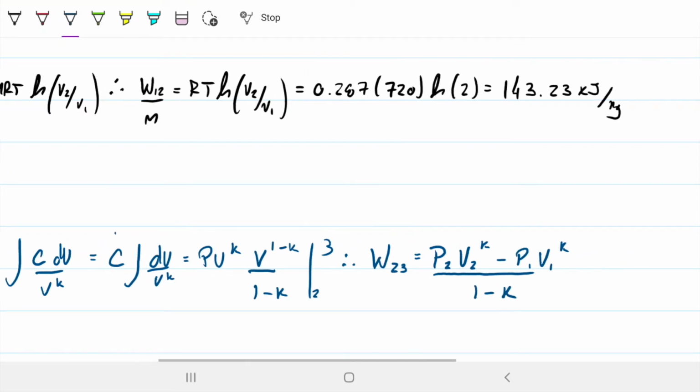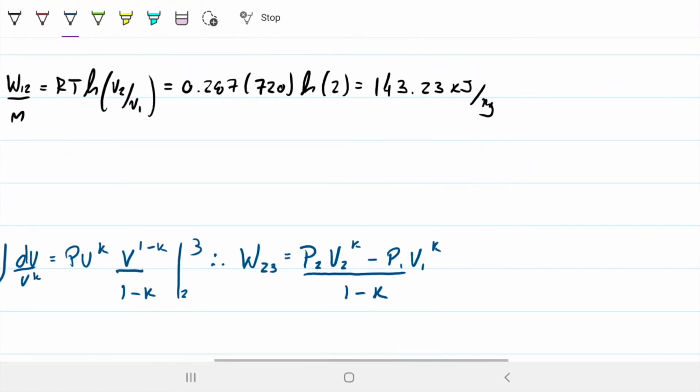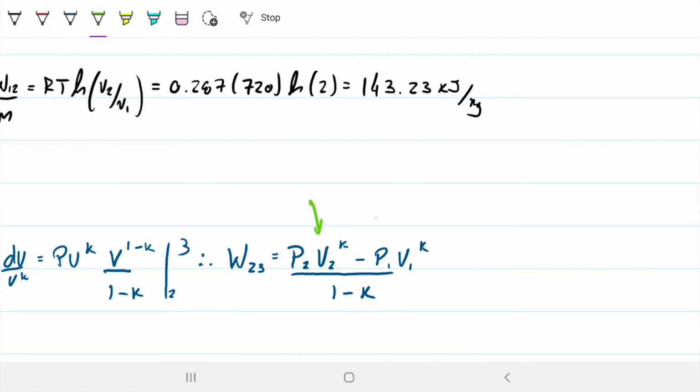And we have all the information. Note that if we do this, volume-wise, we're going to get the answer in kilojoules, but we can sub in meters cubed per kilogram, so we can get the answer in kilojoules per kilogram, as we're looking for.